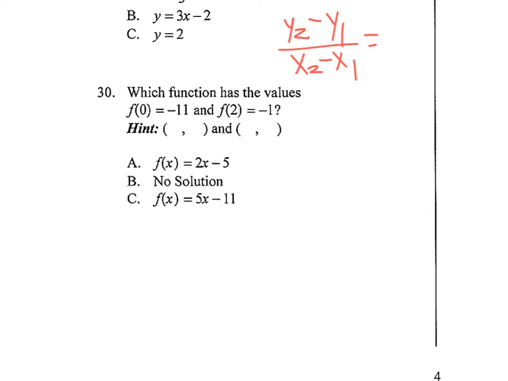Okay, which function has the values f of 0 equals negative 11 and f of 2 equals negative 1? Hint, you're looking at ordered pairs. This is the x, this is the y, this is the x, this is y. So which of these 3 would that be?